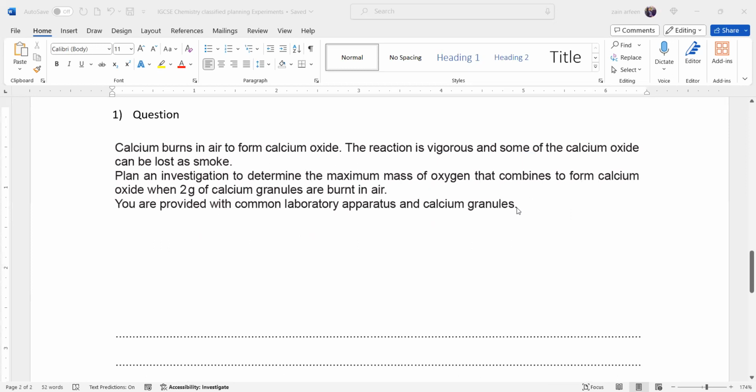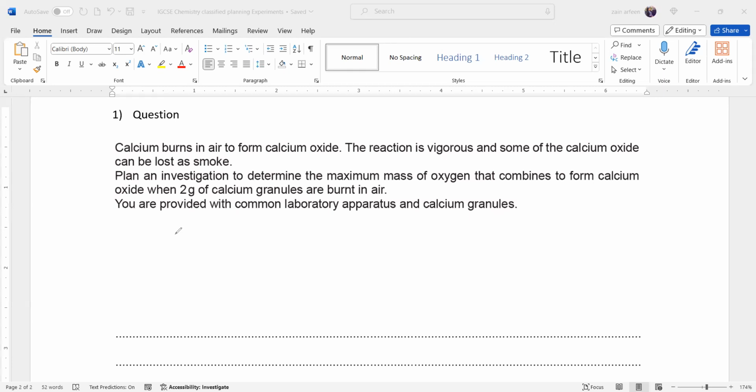The first question is about calcium burns in air to form calcium oxide. The reaction is vigorous, and some of the calcium oxide can be lost as smoke. Plan an investigation to determine the maximum mass of oxygen that combines to form calcium oxide when 2 grams of calcium granules are burned in air. You are provided with common lab apparatus and calcium granules. So first I'll draw how it can be done, and then I will mention the points.